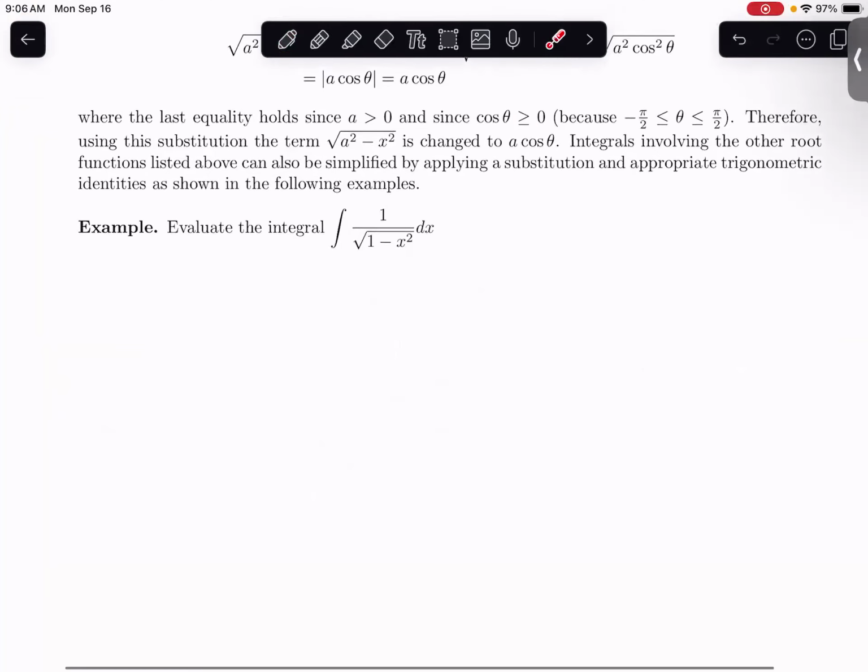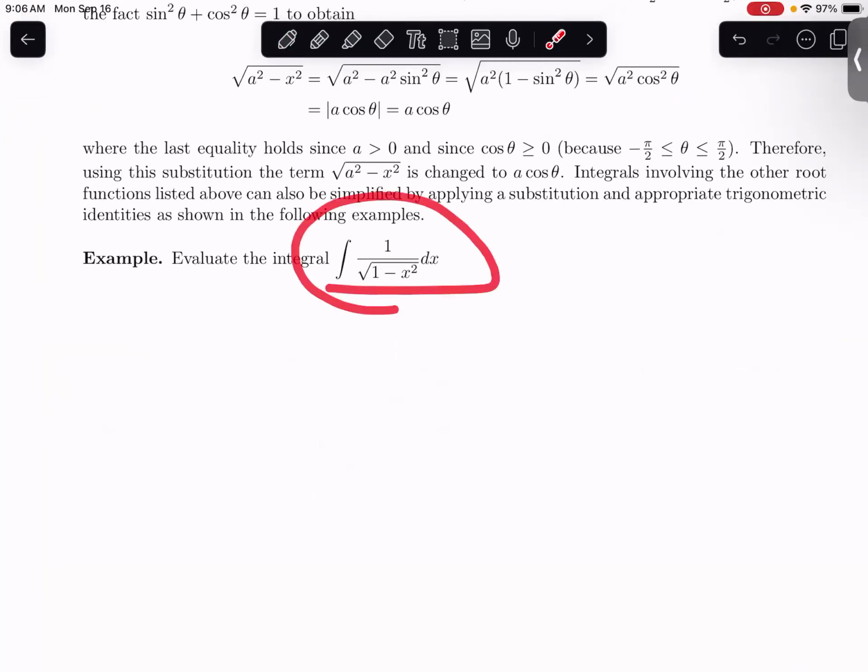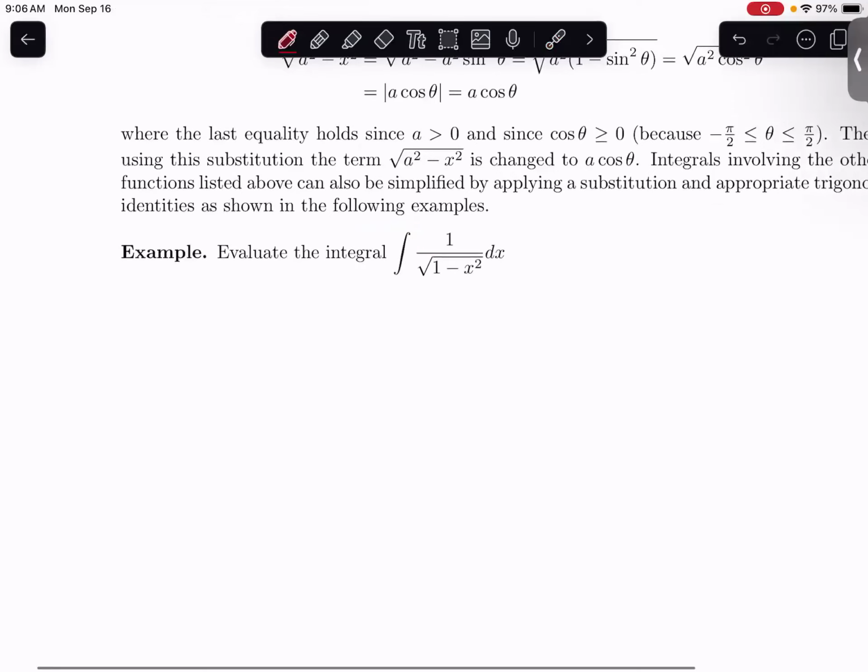Okay, so we'll evaluate this following integral. We should actually already know what this integral is based off of one of the identities we learned earlier. We should find that this is going to end up being inverse sine. Like if you take the derivative of the inverse sine function, you get 1 over the square root of 1 minus x squared. But let's actually show it by making use of this trig substitution.